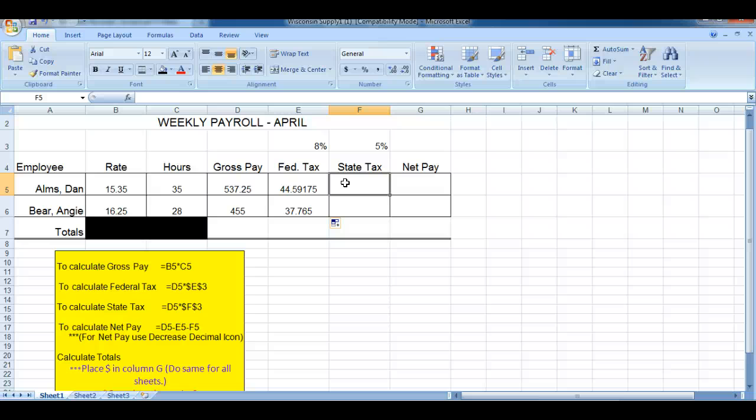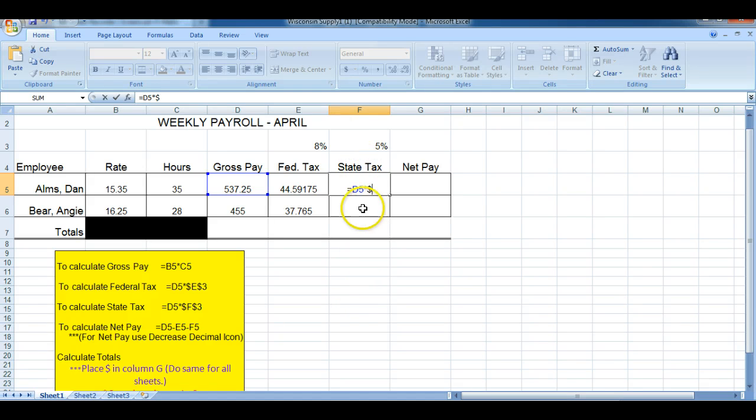Now, anytime you do federal tax or sales tax, you always have to multiply it with the gross pay. So we're going to begin with the equal sign. We're going to click on the gross pay amount. We're going to use our multiplication sign. Just remember, you need to freeze that 5%. You use a dollar sign.